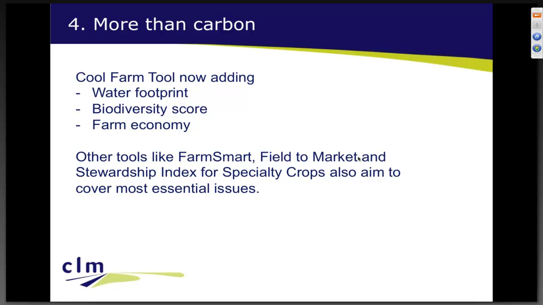Biodiversity score and farm economy, especially the latter one, is not meant to collect data on the dollars for the food companies, but rather to make the tool more interesting for the farmer to see, okay, so if I reduce nitrogen inputs and improve organic matter in the soil, what does that mean economically? And I know we're still at the start on this. That's a really big challenge, and I'm not sure if we can put that into numbers, but at least we could have done it in pluses and minuses.